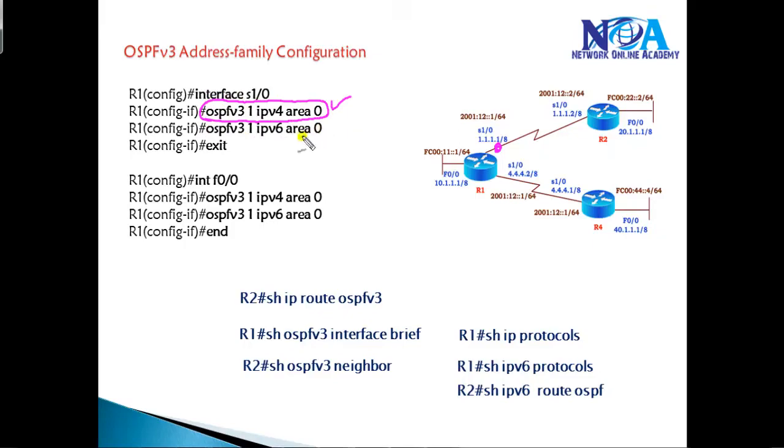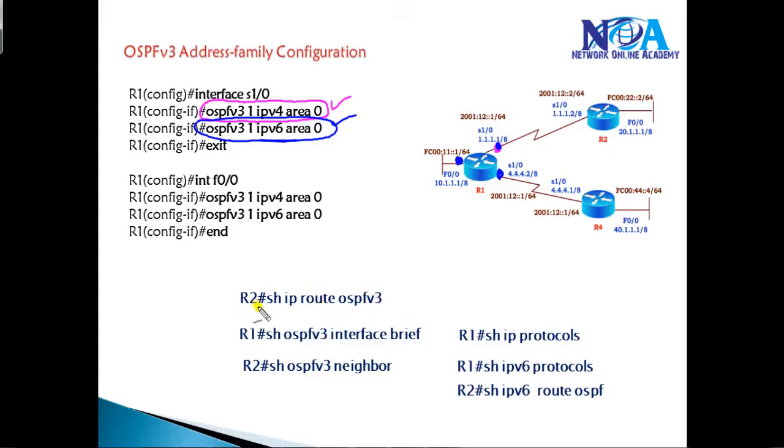OSPFv3 process ID, and then IPv4 and the area number. And if you want to enable IPv6 also, in that case we just need to say OSPFv3 IPv6 area 0. Now in my scenario, I'm going to enable on both the interfaces which are connecting in the LAN and in the WAN. Now verification commands are also slightly different here.